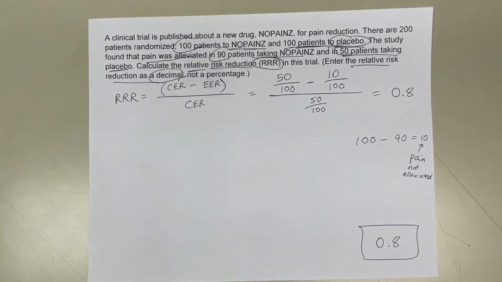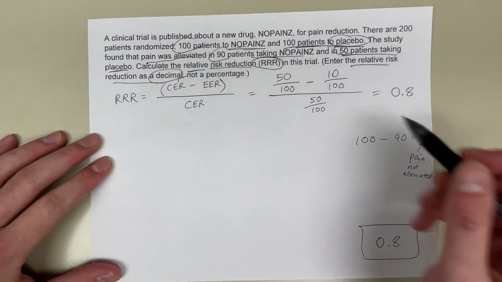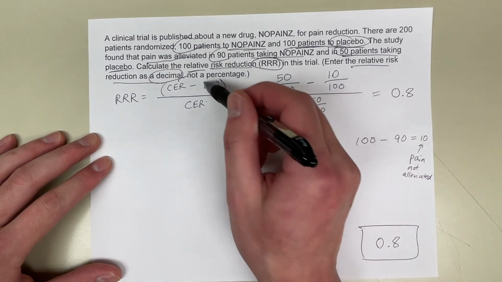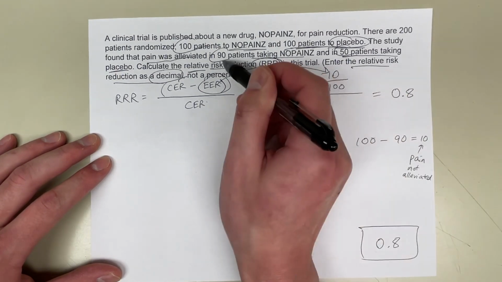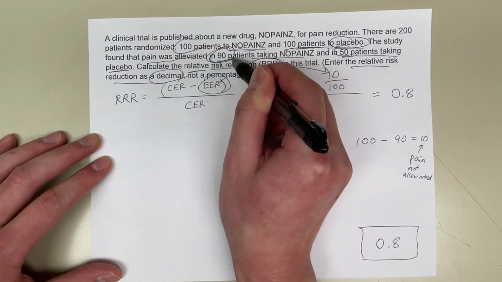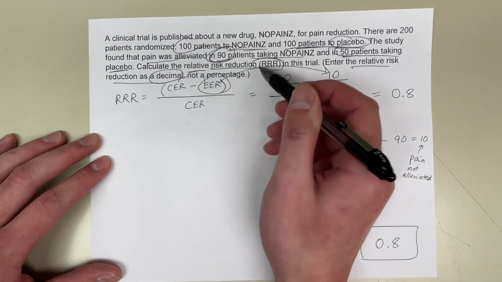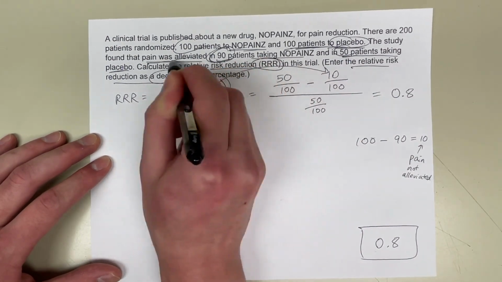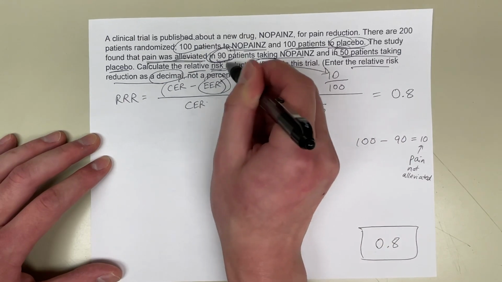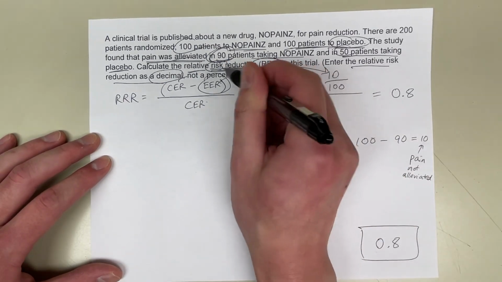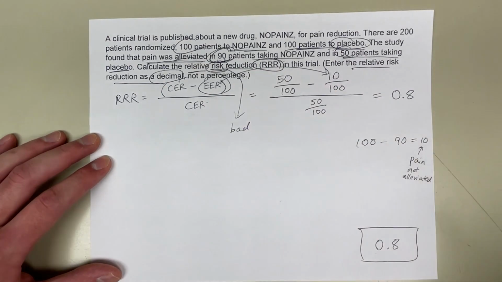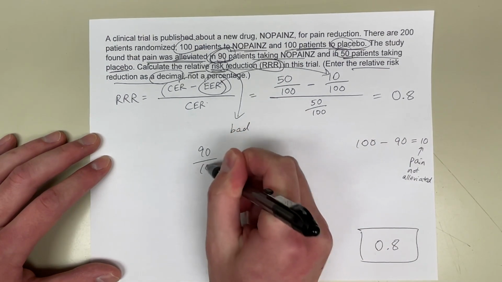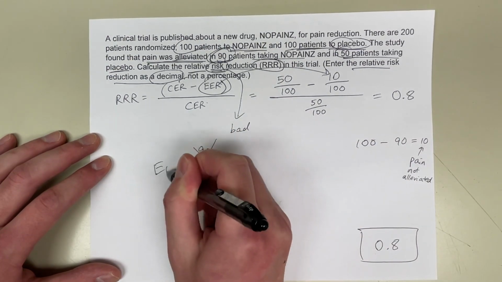So if you understood that, you can stop the video. But what most people get wrong is probably this, the EER. So this is 10 over 100. I know most people are thinking, oh, there's 90 patients in this group that were affected. But the thing is, this was measuring pain that was alleviated. And risk is referring to something that's bad, this risk reduction. But these 90 patients had something good happen. So that's why you don't use 90 over 100 as the experimental event rate.